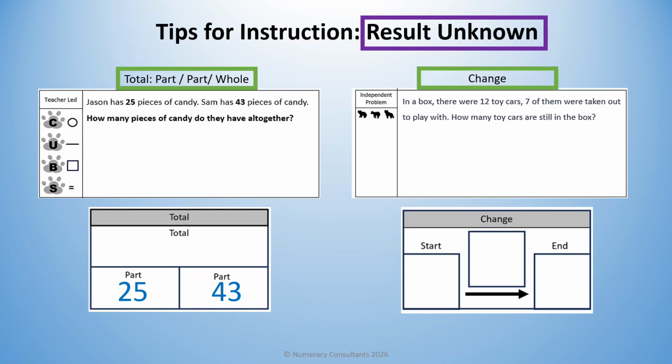For change, it's different, though it's an easier problem as well. It says in a box there were 12 toy cars. 7 of them were taken out to play. How many toy cars are there in the box? As we know, change means there's some type of action happening, an increasing action or a decreasing action. In this problem, 7 of them were taken out, so it's a decreasing action. When we're setting it up, we're starting with 12. We know that we took 7 out, and what's our end result going to be?